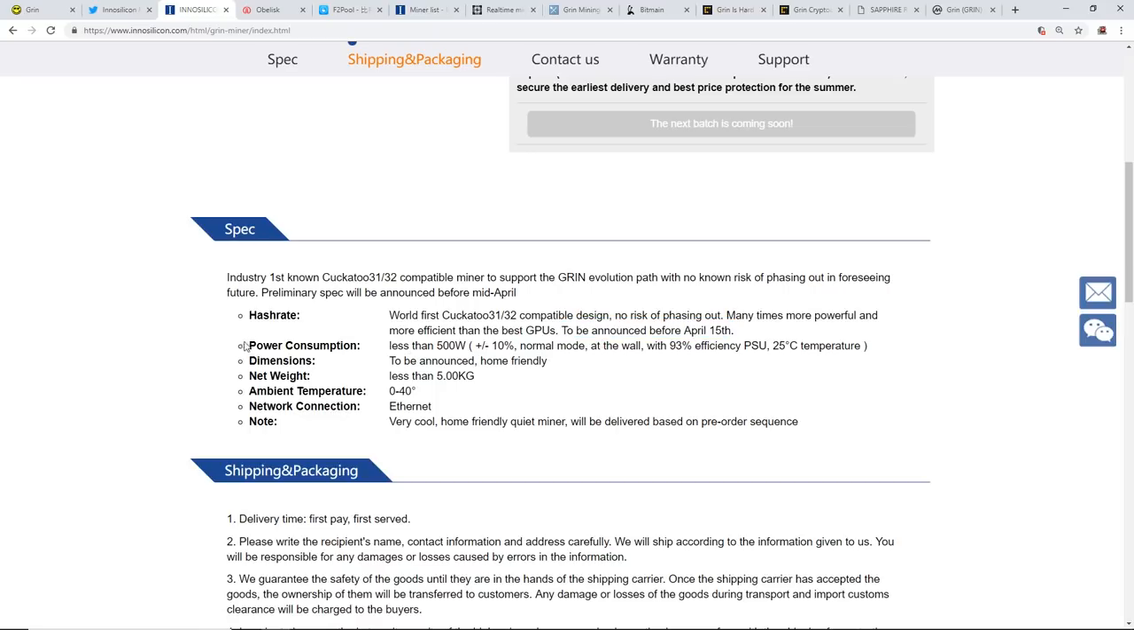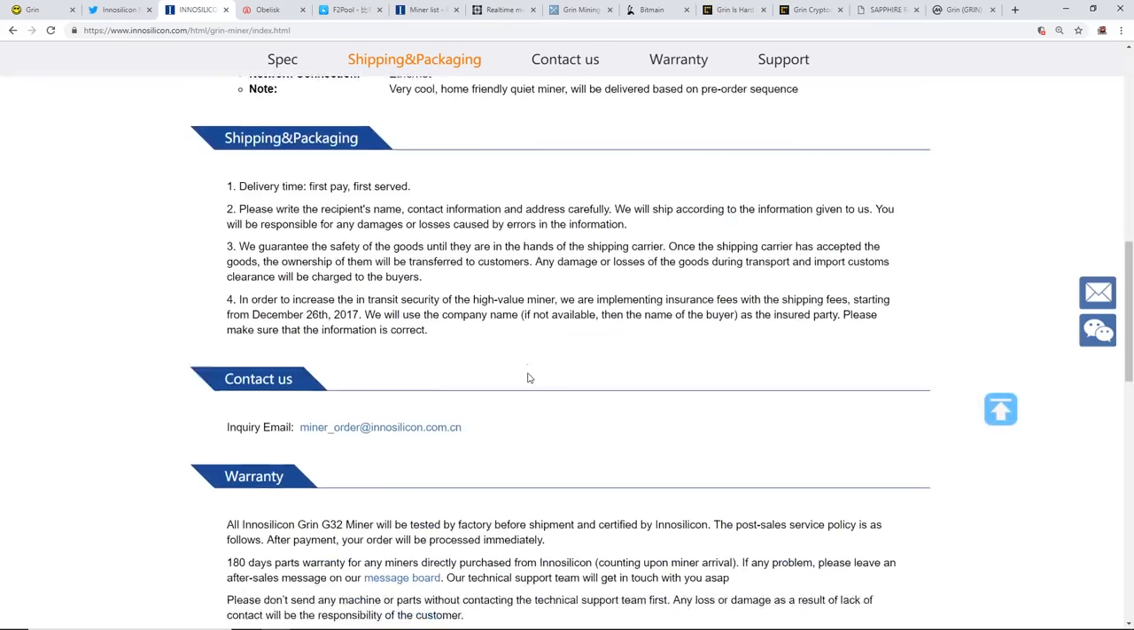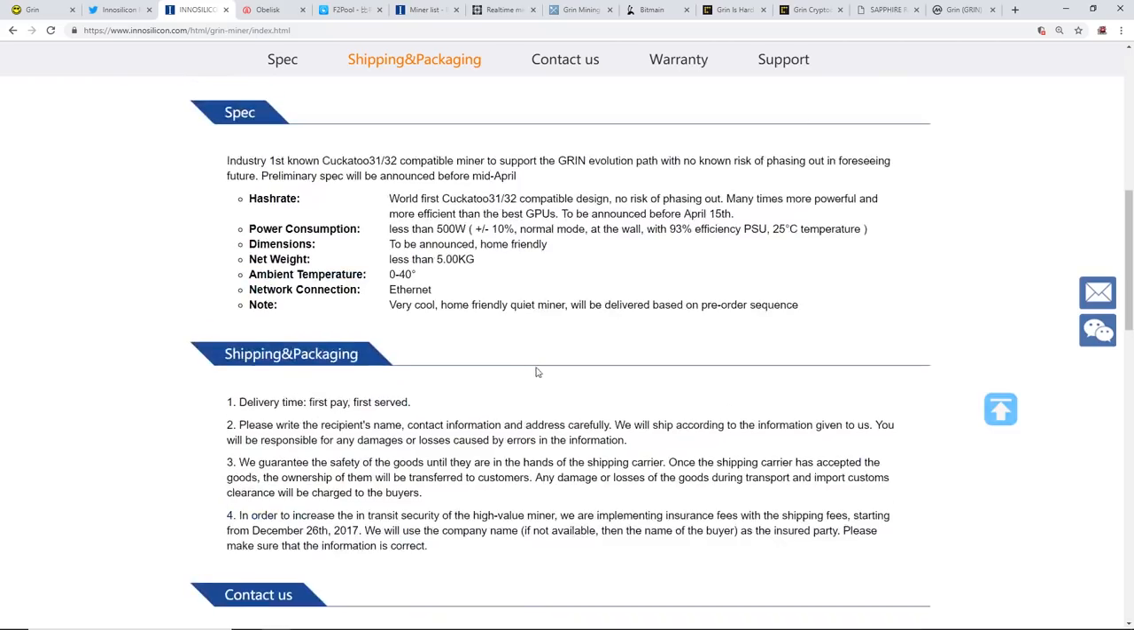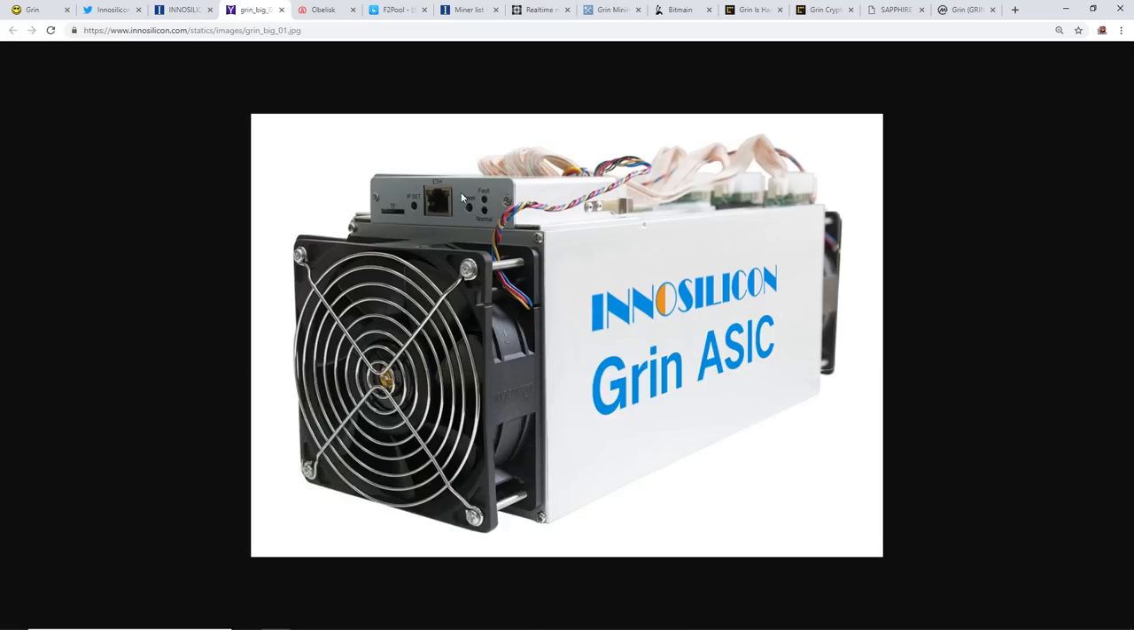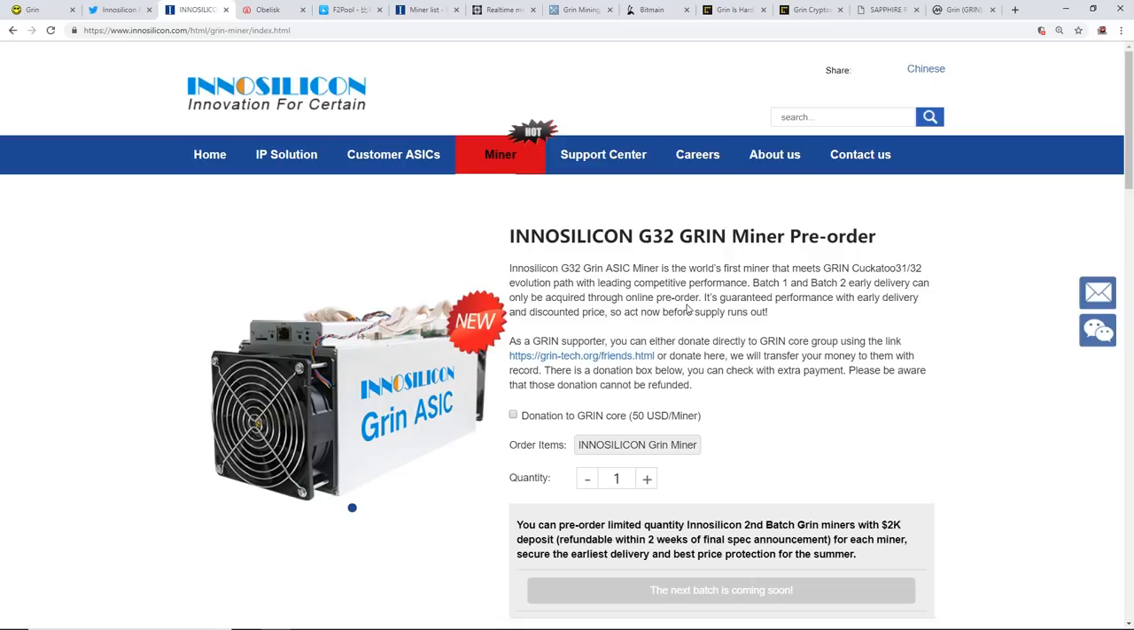So apparently power consumption is less than 500 watts, 93% efficiency power supply, 25 degrees temperature, and an Ethernet connection. It's just like an Antminer S9, same type of body. You guys can see that. It looks exactly like an S9, but they've made the specific ASIC chip for Grin. So that's the Innosilicon one.